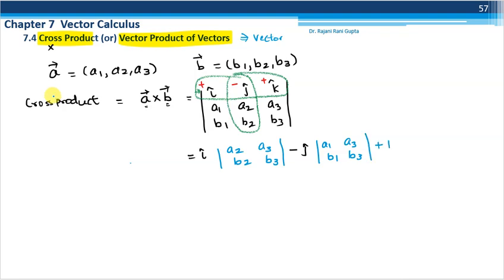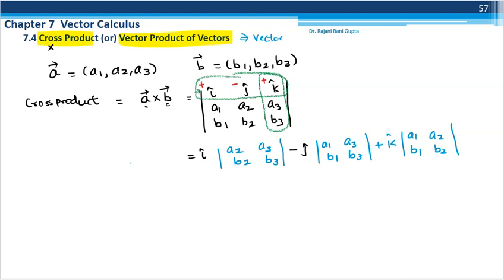Similarly, if we look at k, the sign is positive. What will we get? Yes, k is the intersection of the first row and the third column, so you will be left with A1, B1, A2, B2. Clear? Because see, if I remove this, k is in the first row and the last, third column.